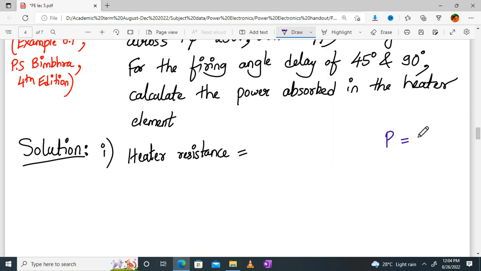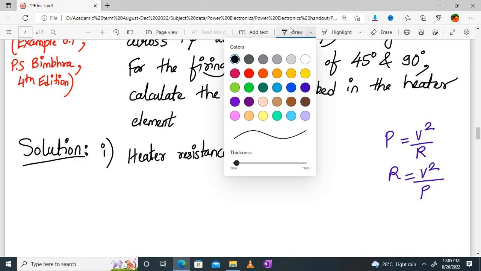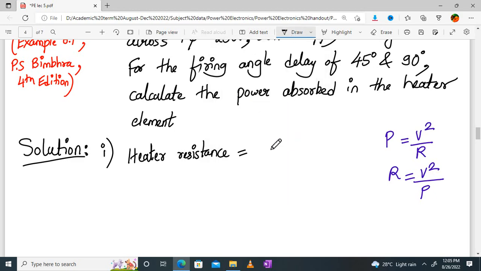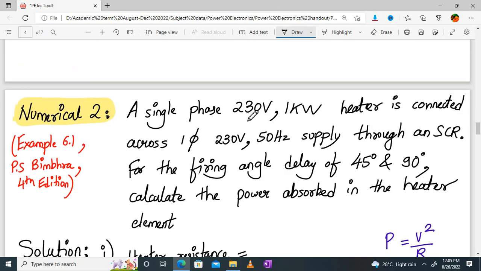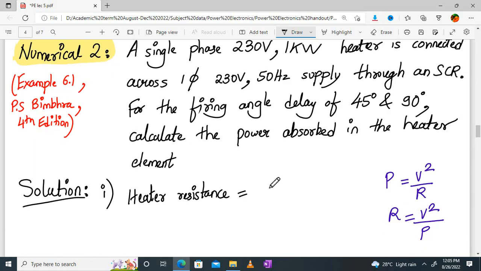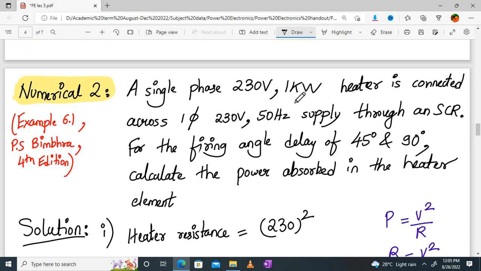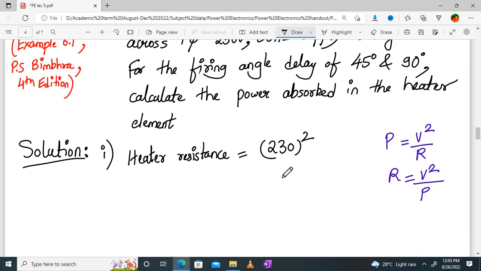Power, P = V squared divided by R. So what will be R? Now you tell me what the heater resistance will be. What is the voltage? How many volts is the heater? So it will be 230 squared divided by how much is the power? What is 1 kilowatt? 1000 watts. So 230 squared divided by 1000 watts is my heater resistance.